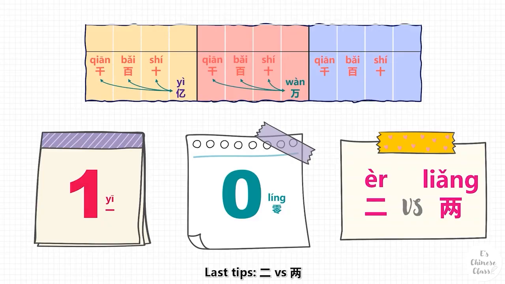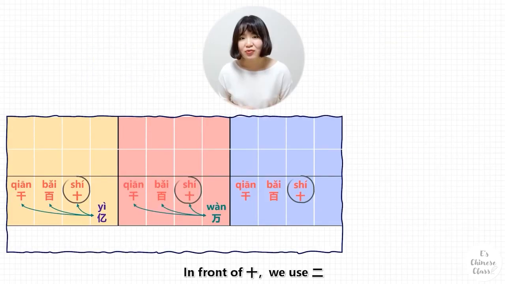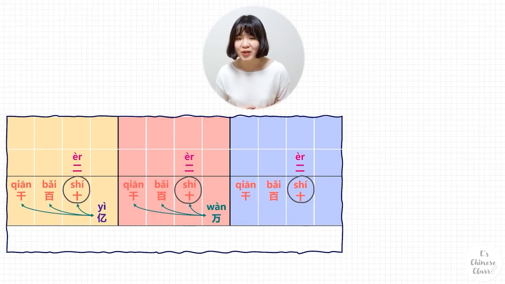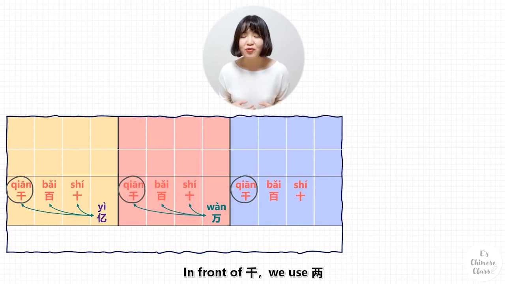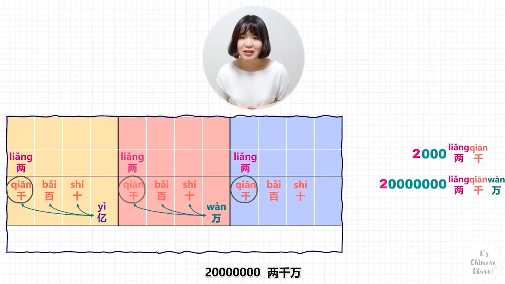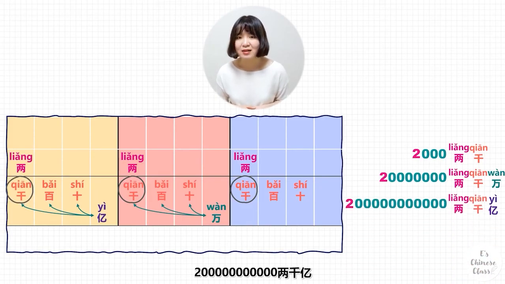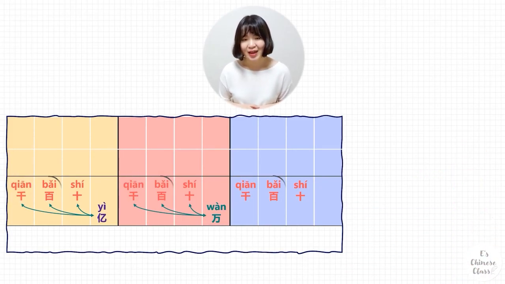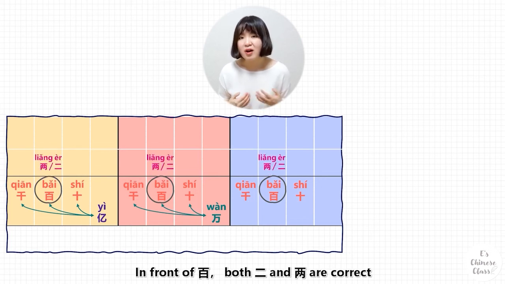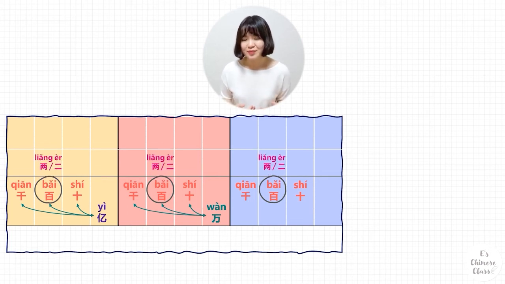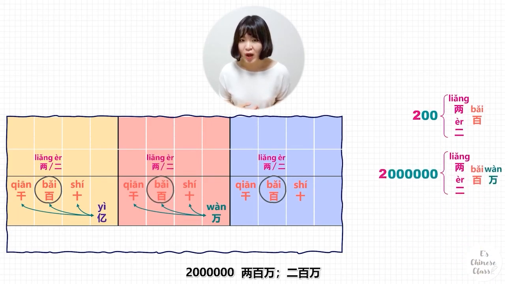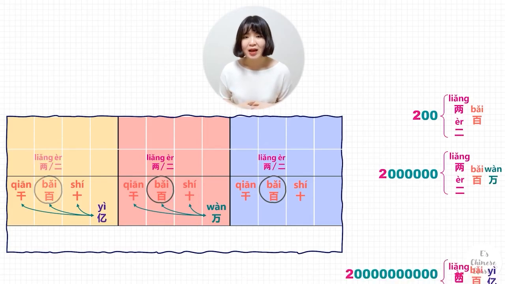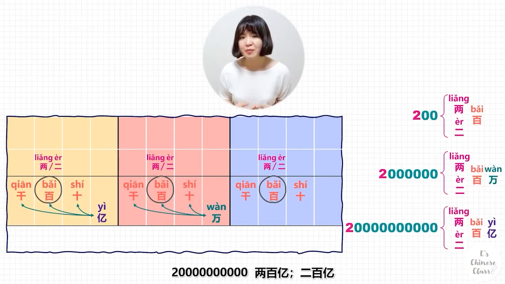Last tip. 二 versus 两. In front of 10, we use 二. 20, 20万, 20亿. In front of 1000, we use 两. 2000, 2000万, 2000亿. In front of 百, both 二 and 两 are correct. 200, 200, 200万, 200万, 200亿, 200亿.